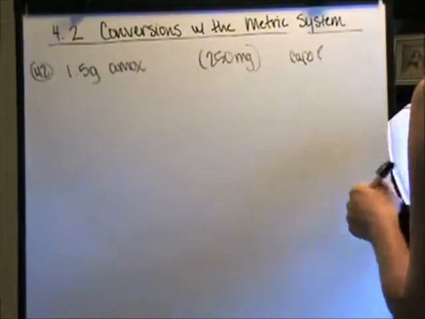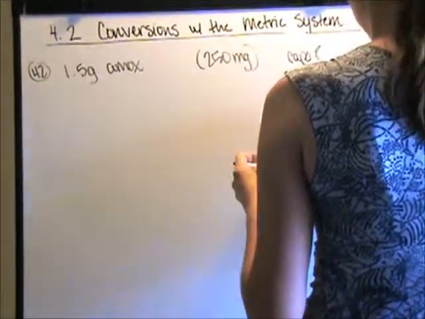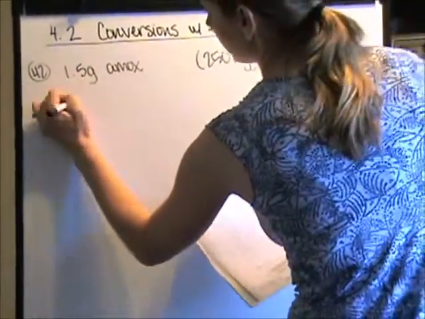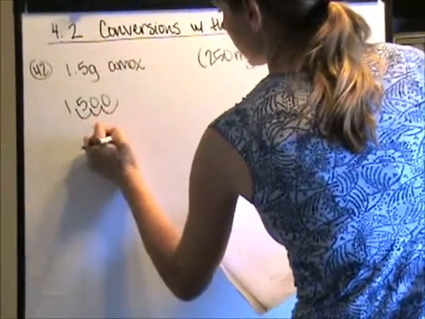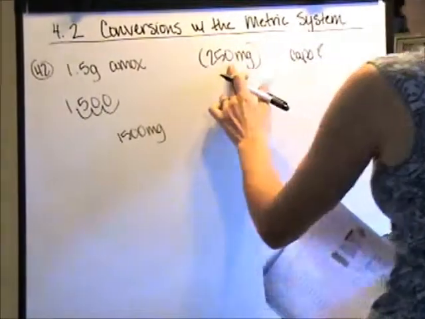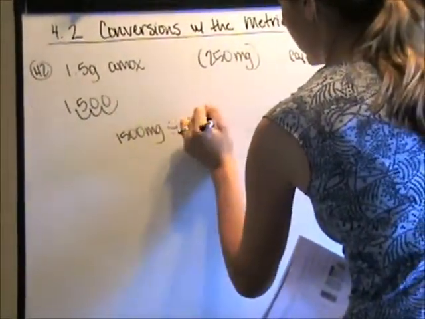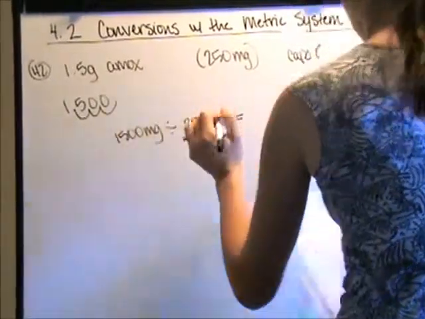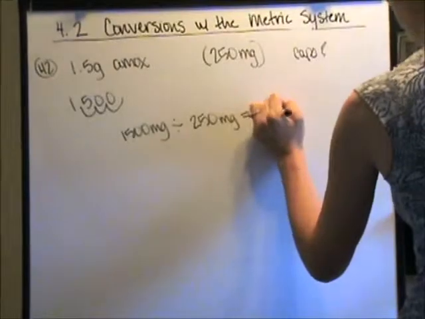But first we need to convert grams to milligrams. And you can just very quickly convert this by moving the decimal 3. So that's going to be 1,500 milligrams. And if we know they come 250 milligrams per capsule, we're going to divide that. And that is going to give us 6 capsules.